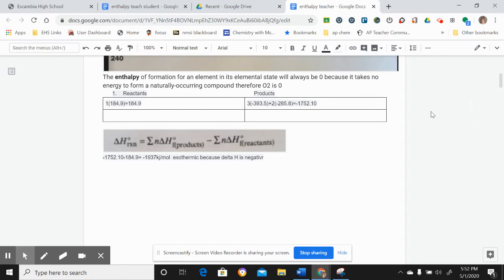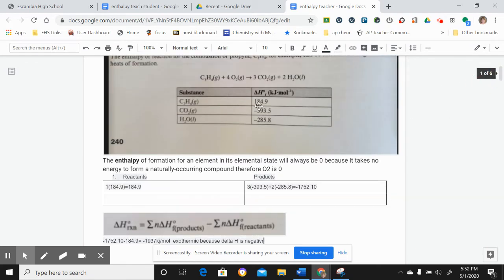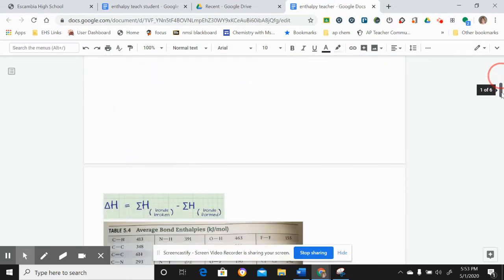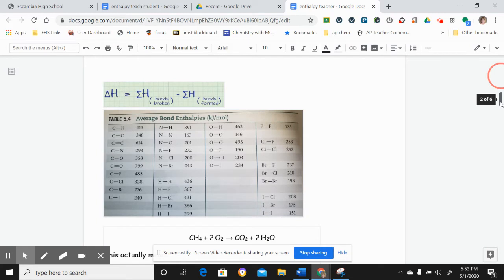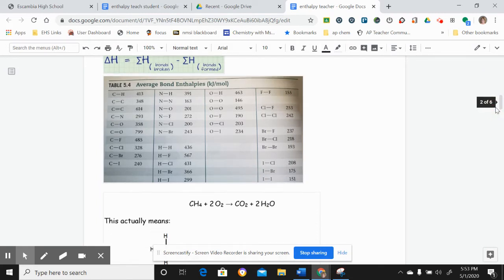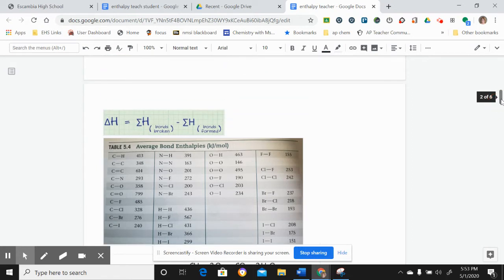Let's look at the next one. So this is the typical one, if you're given the delta H of something and you're given the substance. Now we're going to go on to another way, and we're going to be breaking apart each substance into the bonds. And here you may have to draw out your bonds, but I've already have them all drawn out for you here.